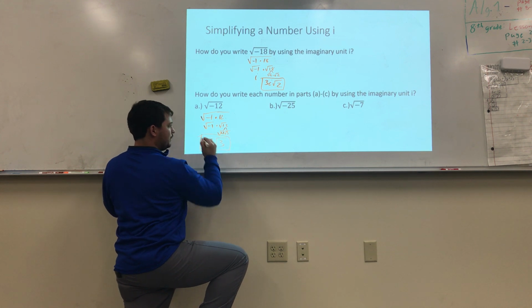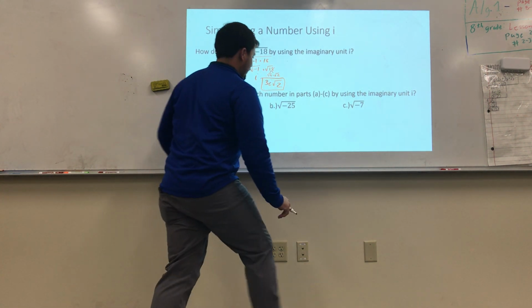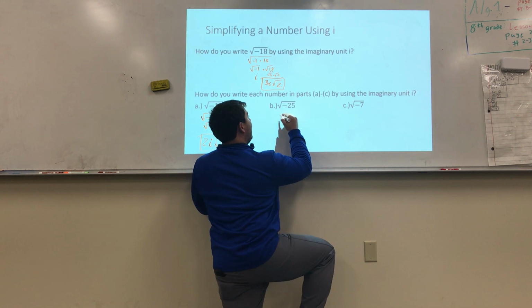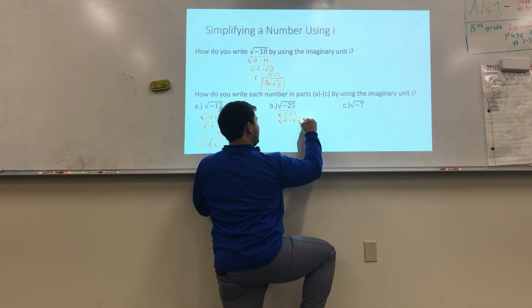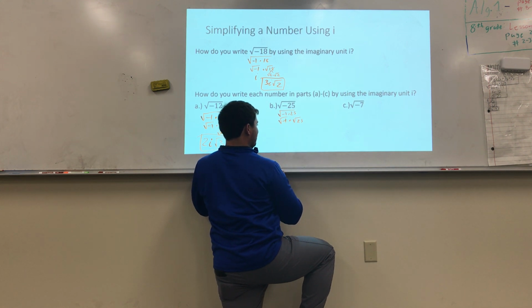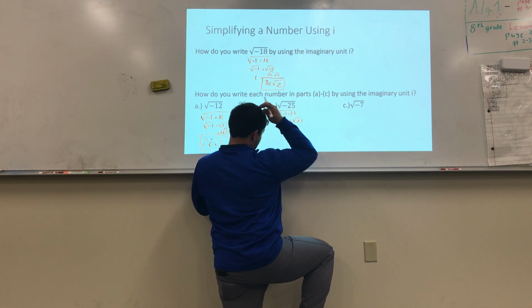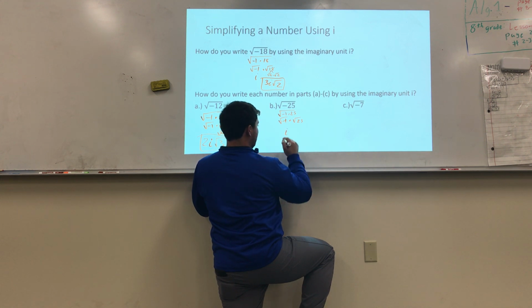My answer. Over here, we have the square root of negative 25. So we have negative 1 times 25 in the square root. The square root of negative 1 times the square root of 25. The square root of negative 1 is going to give me i. The square root of 25 is going to give me 5. There's my answer.